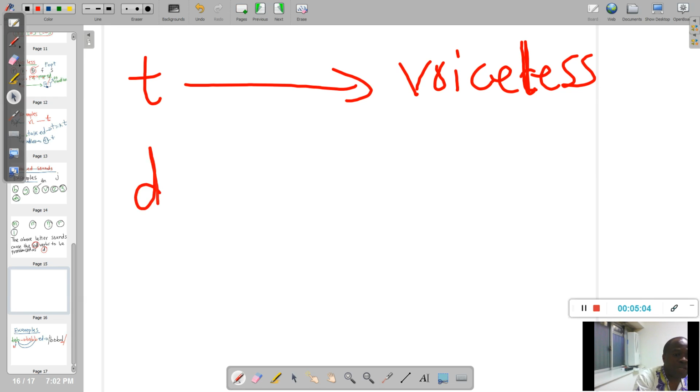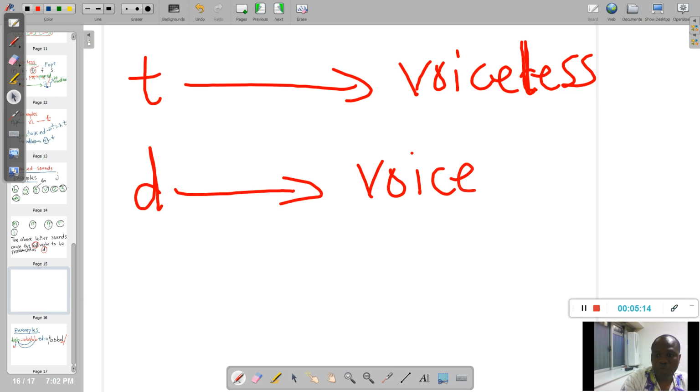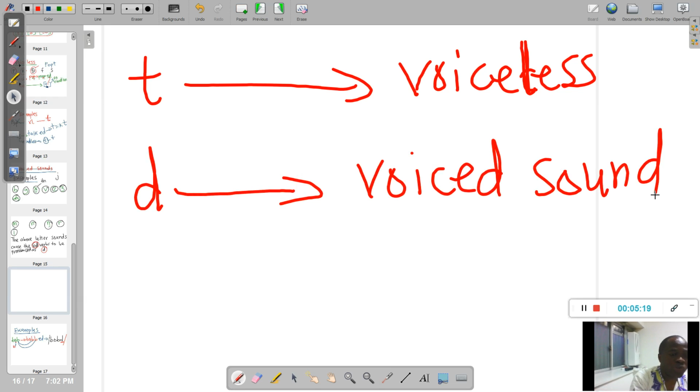Then we're now looking at the D. We just looked at the D, and the D sound, we say that it is a voiced sound. Voiced sound. Then we want to look at the last one. The last one is id.